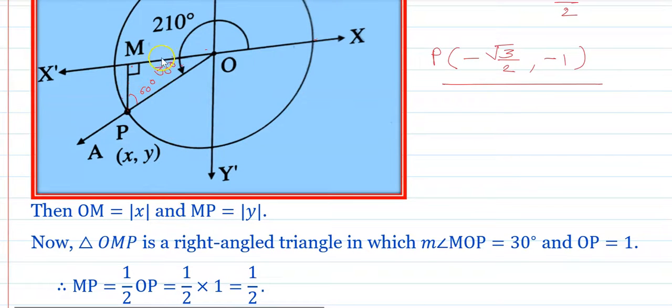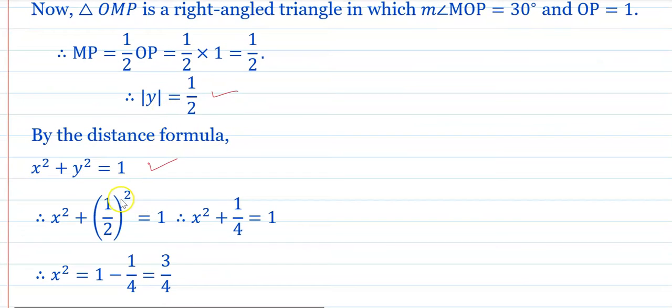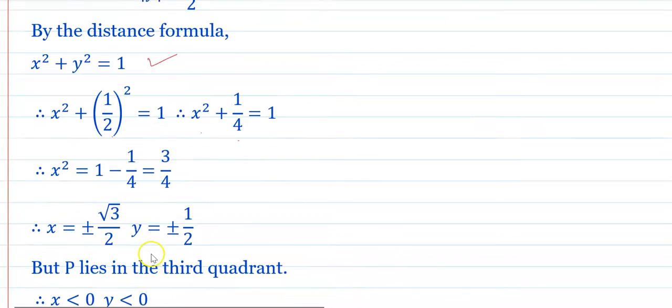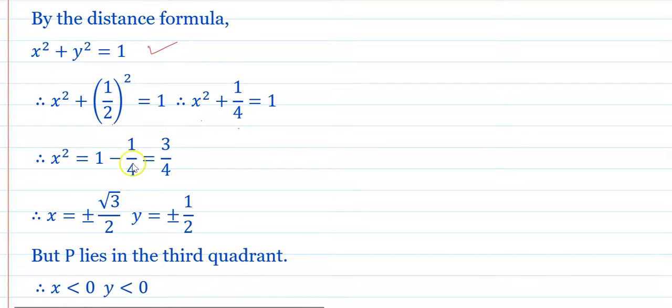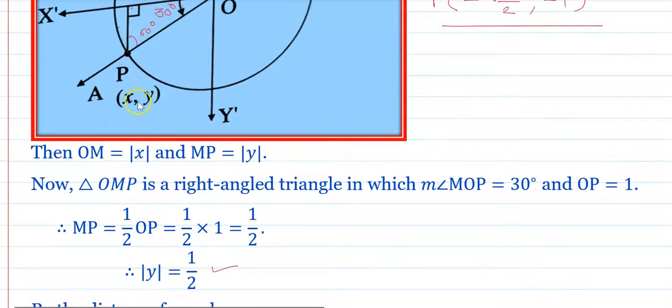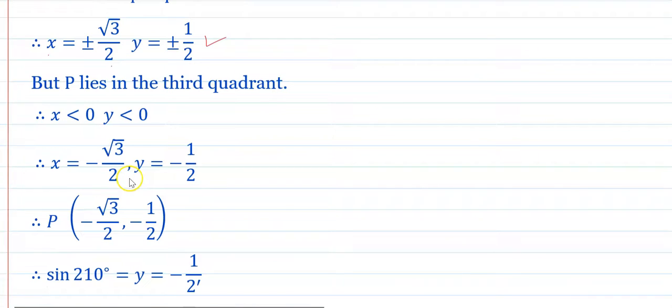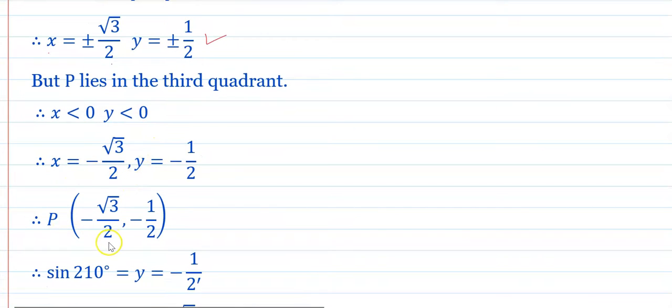It means that x square plus y square is equals to 1, the distance of this point from the origin. Using the distance formula, x square plus y square is 1. Substitute the value of y. You will get x square plus 1 by 4 is equals to 1. Therefore, x square is equals to 1 minus 1 by 4, and that is equals to 3 by 4. Take the square root. Therefore, x is equals to plus or minus root 3 by 2, and y is equals to plus or minus 1 upon 2. As point P lies in the third quadrant, both x and y are negative. Therefore, the coordinate of the point P is minus root 3 by 2, minus 1 upon 2.